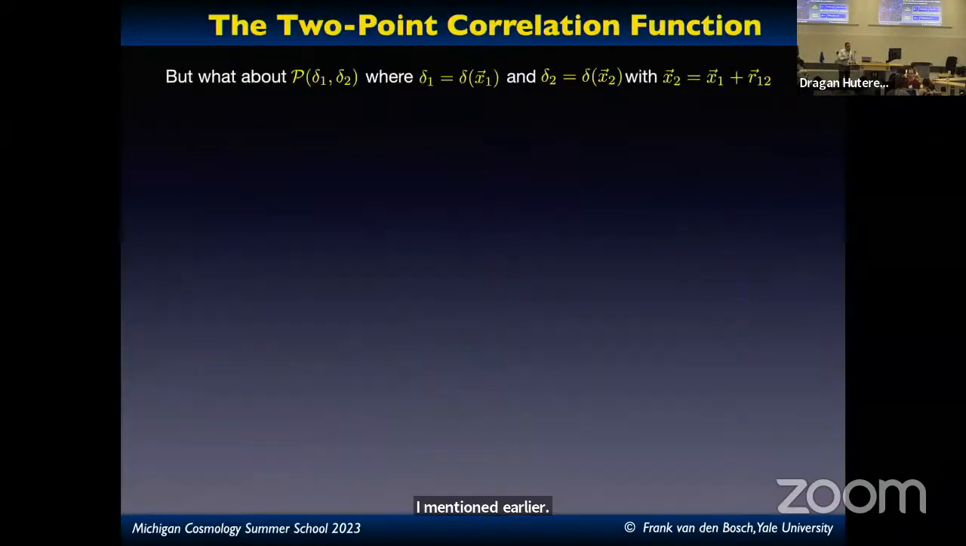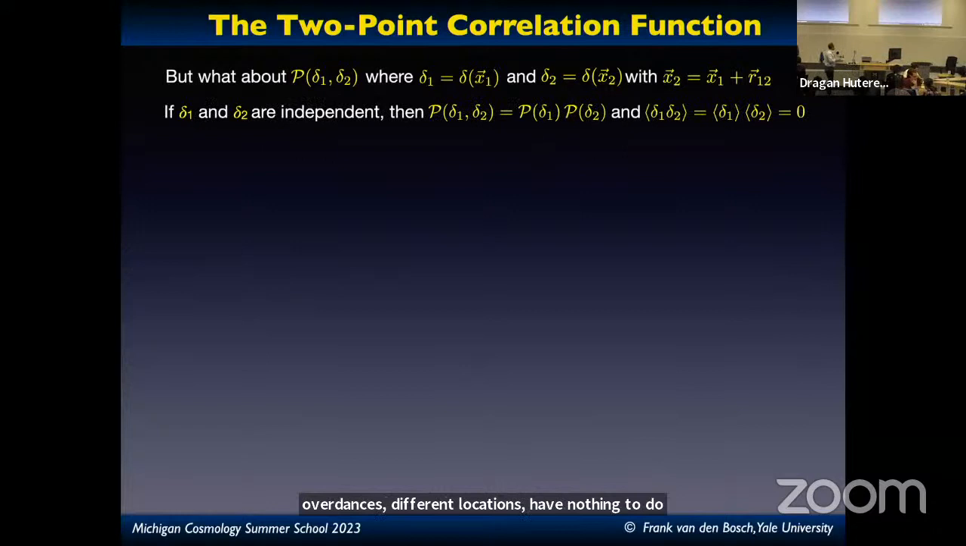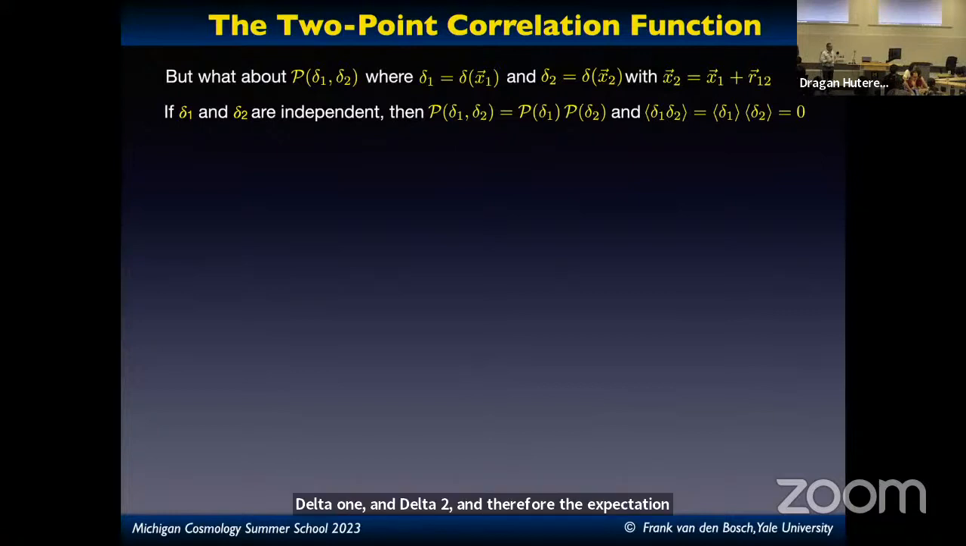Now, you can also ask, well, what about the probability that at location x1 I have an overdensity delta 1, and at a location x2 I have an overdensity delta 2, where locations x1 and x2 are separated by a certain distance. Well, if these overdensities at different locations have nothing to do with each other, if they're independent of each other, then that probability is just going to be the product of the probabilities for delta 1 and delta 2. And therefore the expectation value for delta 1 times delta 2 is just going to be the product of the expectation value for delta 1 times that for delta 2, and that, since both are 0, that's going to be 0.